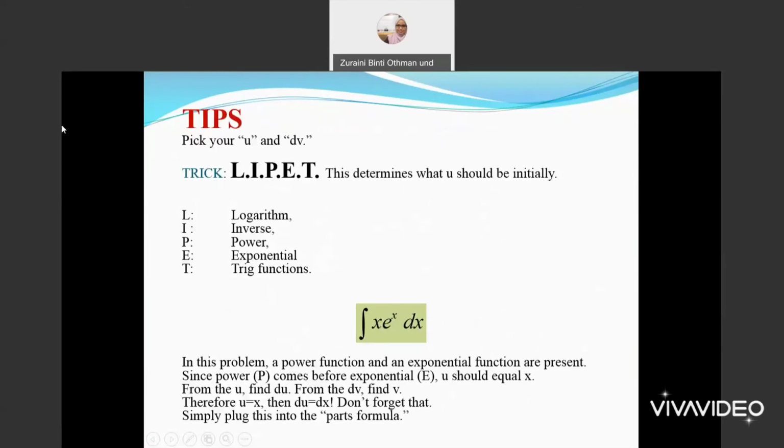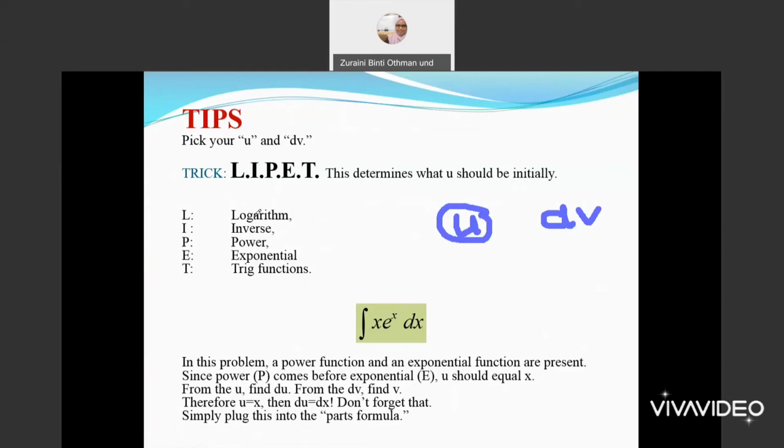This is the tips. Which is, kalau kita nak cari u dan dv, try LIPET punya formula. What is LIPET? This determine that what u should be initially. Kita kena pilih untuk integration by part, kita kena pilih apa u kita dan apa dv kita. Okay, so now for u, kita kena pilih. Mula-mula kalau kita nampak our function is involving logarithmic. So, yang pertama cari, okay, this is the formula, logarithmic, inverse, power, exponential and trigonometric function.